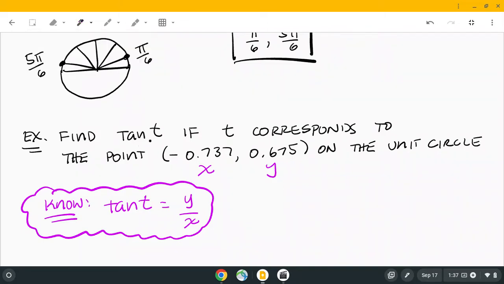Find tangent t. Well, tangent t is y over x. We have y and we have x. So tangent t equals 0.675 over negative 0.737. And if you punch this into your calculator, you will get negative 0.916.